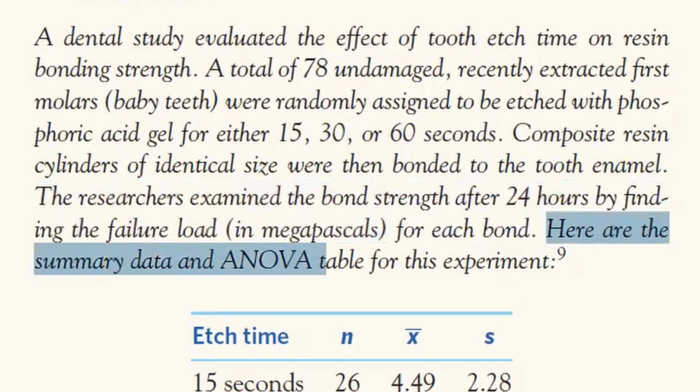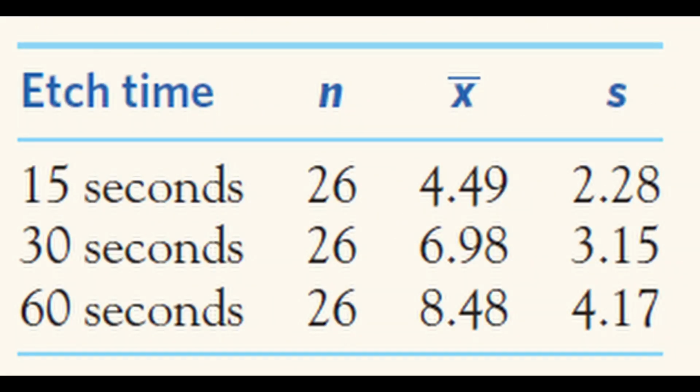Here are the summary data and ANOVA table for this experiment. There were 3 treatments, 15, 30, and 60 seconds. What is this N? Any questions on what N means? I don't know what it is. Number of samples. N is number of samples. What about X bar? We know what X bar means, right? It's the mean.